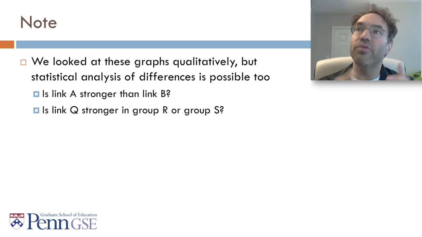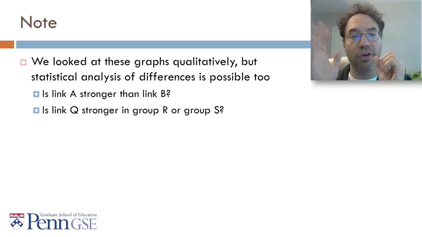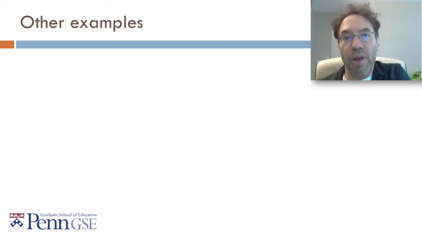Or, for example, if we're looking at group R versus group S, say the quitters versus the non-quitters, is a link stronger in one graph or the other? By doing these kinds of comparisons, we can really get a sense of what goes together and what doesn't, and what the differences are. Let's look briefly at another couple examples of ENA to get an idea for the scope of uses that the method has.